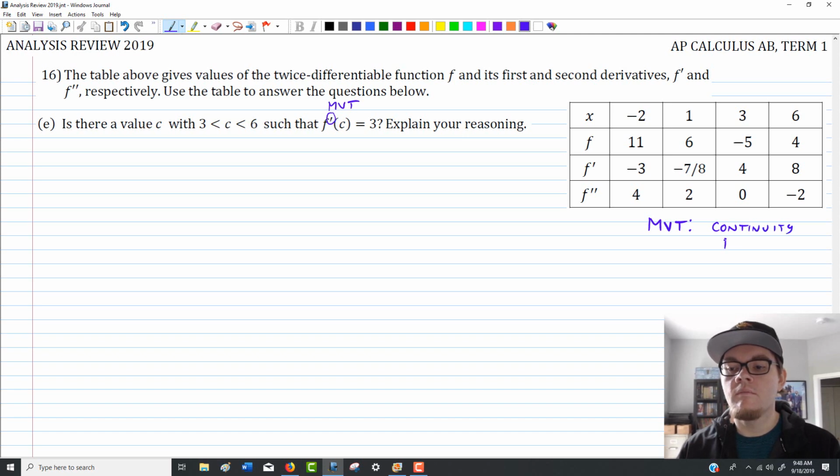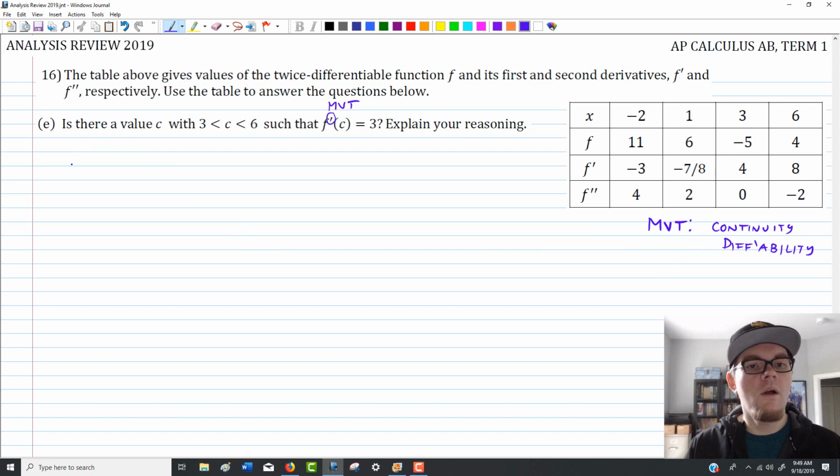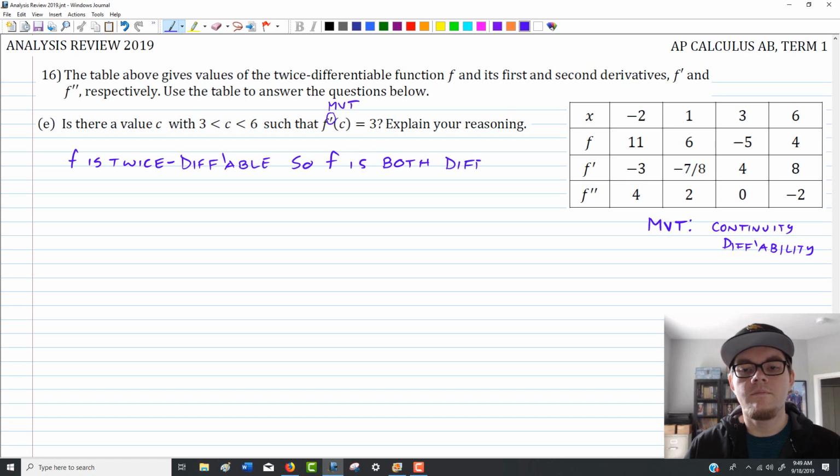differentiability. Not even a betweenness, at least not right away. There's an equality, but whatever. Differentiability. Okay, so those two pieces. So is there a value c in there? So the first thing, well, we already said f is twice differentiable. So f is both differentiable and continuous. So we start with that statement to ensure that we've established the necessary conditions for the theorem to apply.